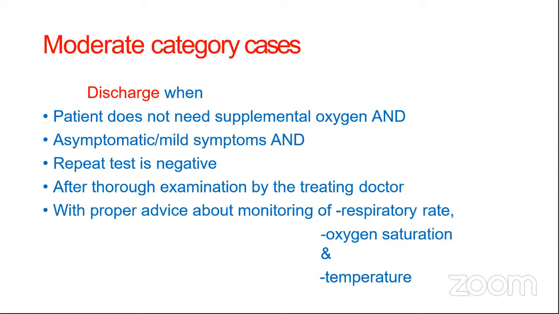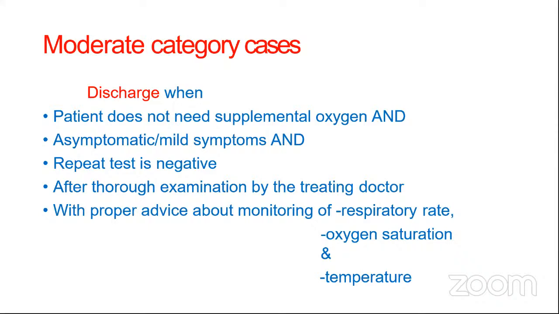Then again, at the time of discharge, the patient will have to be properly advised regarding monitoring. These things have already been discussed in the previous day's session, that the patient's attender will have to be told how to count the respiratory rate at least 2 to 3 times a day for 1 minute in a non-crying child. So the parent should be made to understand how they are supposed to count a respiratory rate.